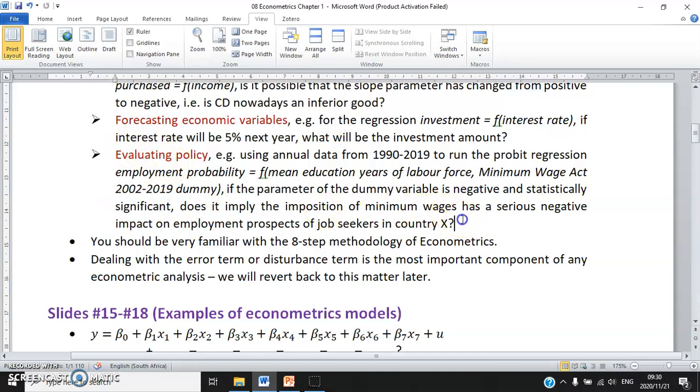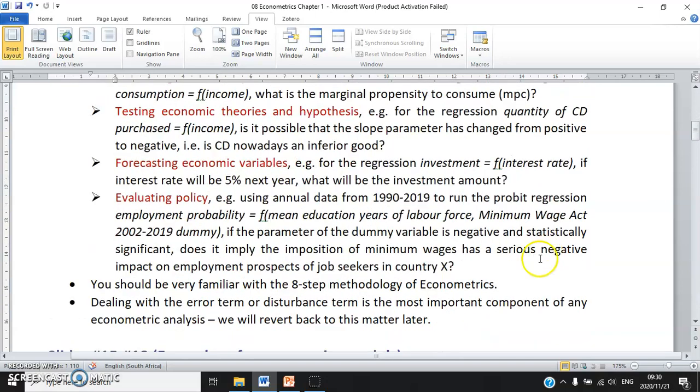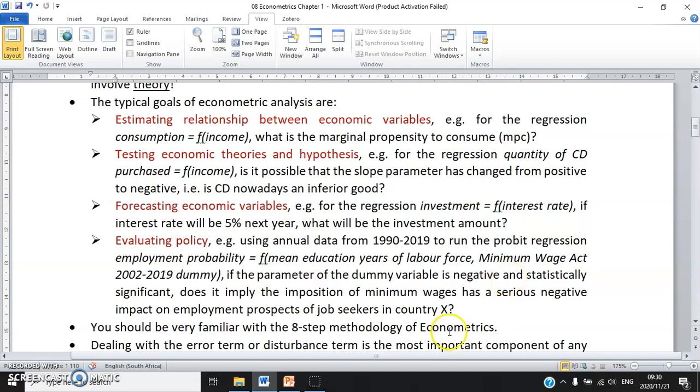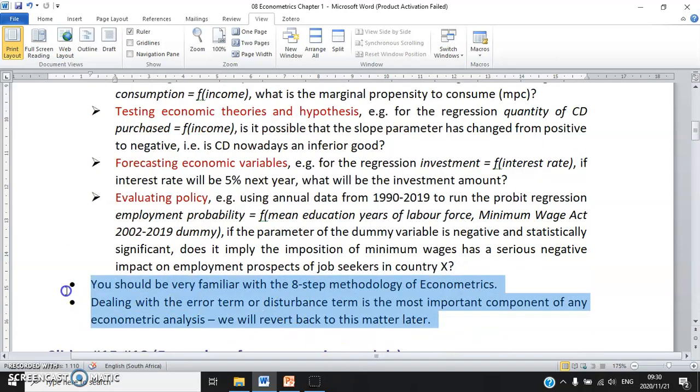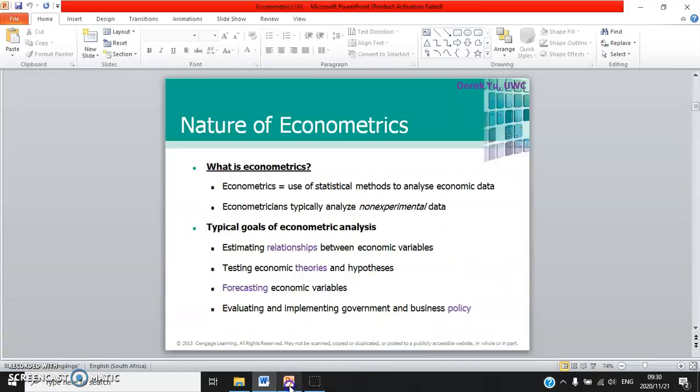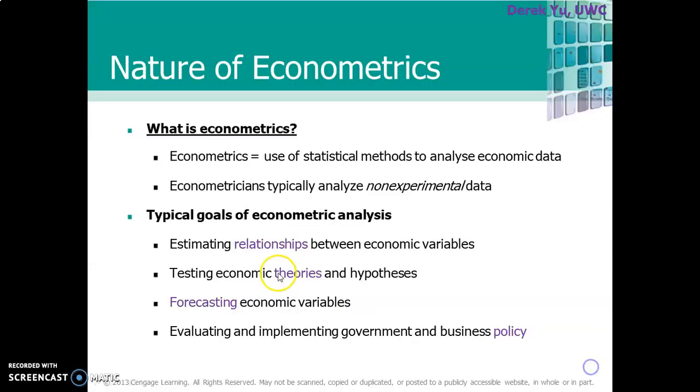So does it imply the imposition of the minimum wages has a serious negative impact on the employment prospects of job seekers in this hypothetical country X. Okay, so this is the fourth purpose of conducting econometric analysis. Okay, then I can go back to the slides. It is about the A-step methodology and the error term. So let's go back to the slides.